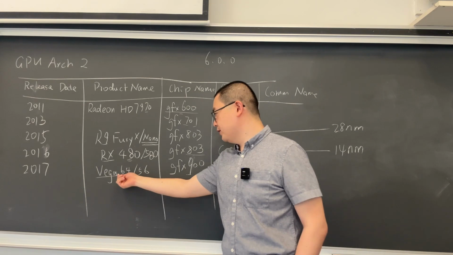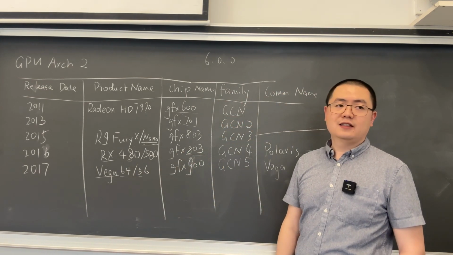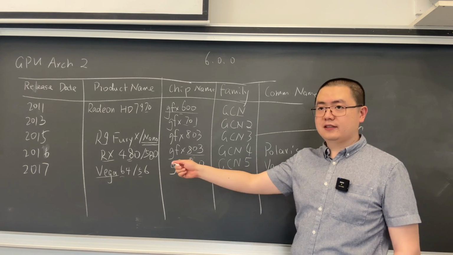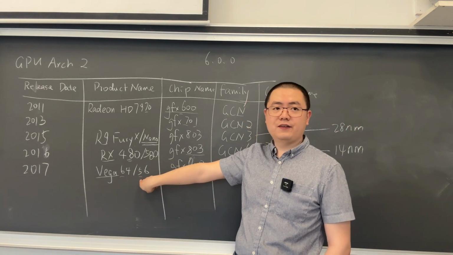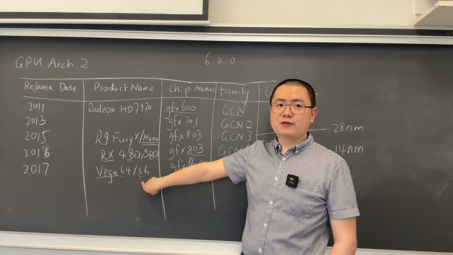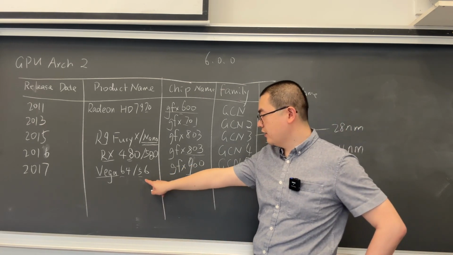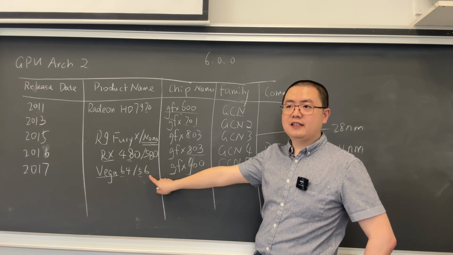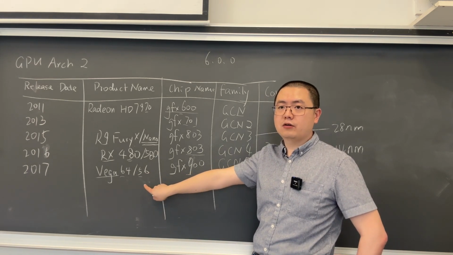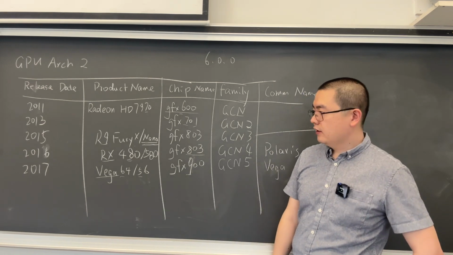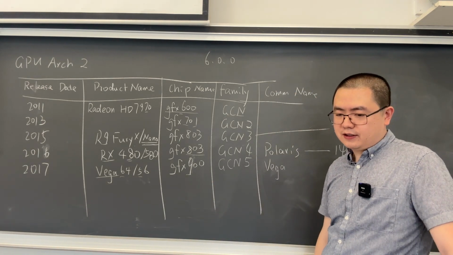So what's the difference between 64 and 56? It's the number of cores, right? This one is higher end, has 64 cores, and this one has 56 cores. And remember, in the first lecture, when we were talking about binning, this is basically the same product, but some defect happened here, so they sold it as a lower end product. Okay, it's 2017. Then after this, something interesting happened.